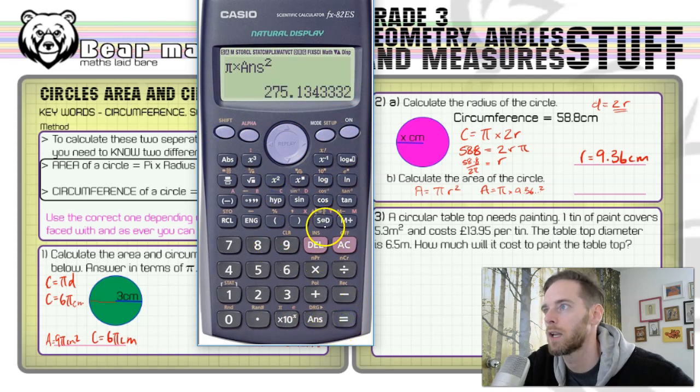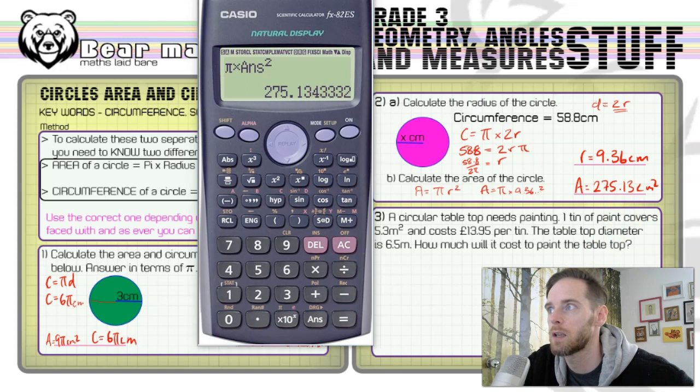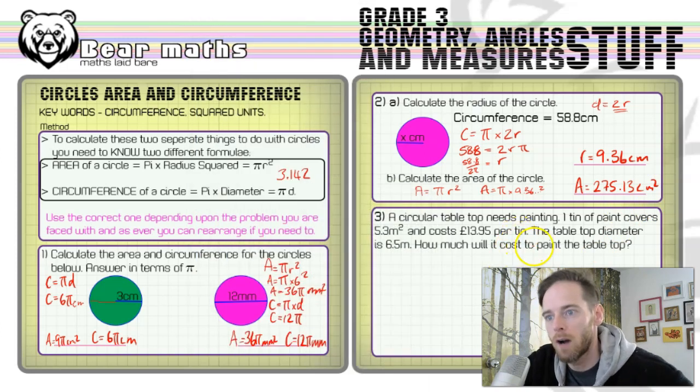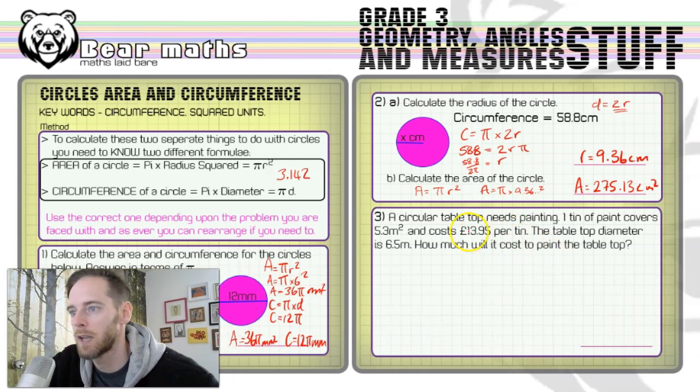Then we're going to get our answer of 275.13. So the area equals 275.13 centimeters squared. Just double check that I copied that down correctly. Yes, I did. Now, let's move over and have a look at this more complicated worded contextual problem.